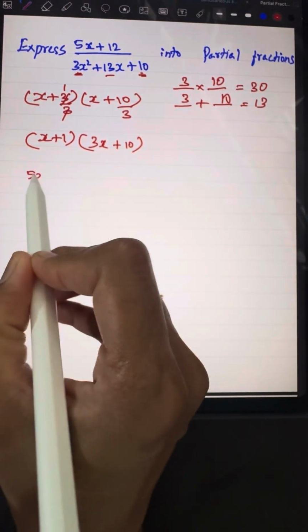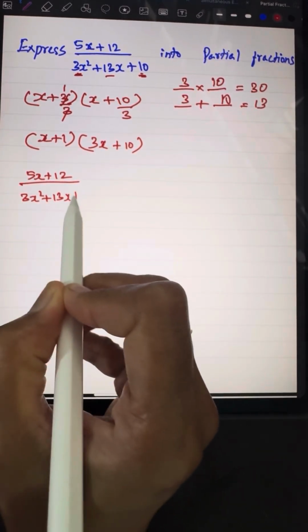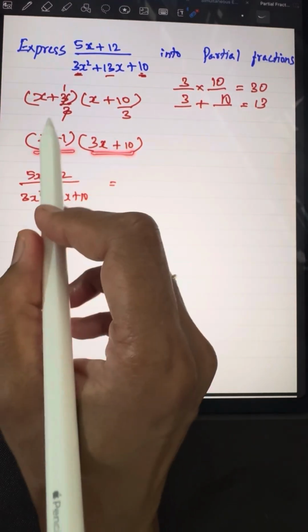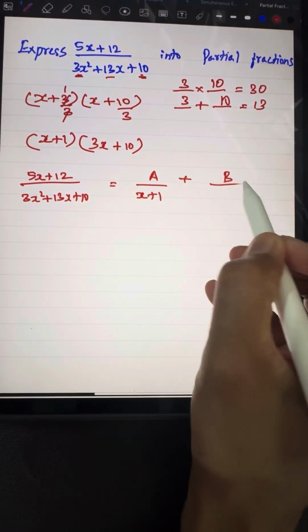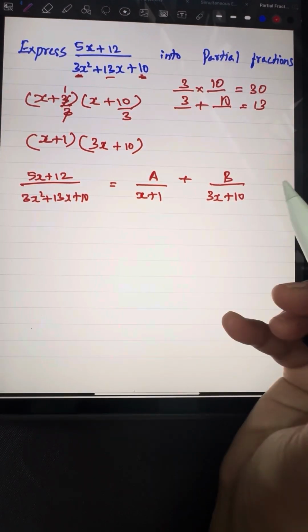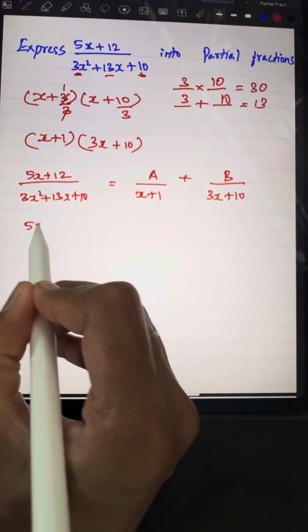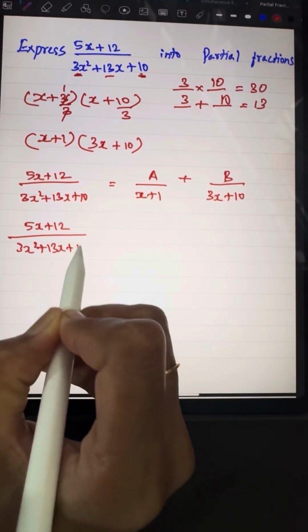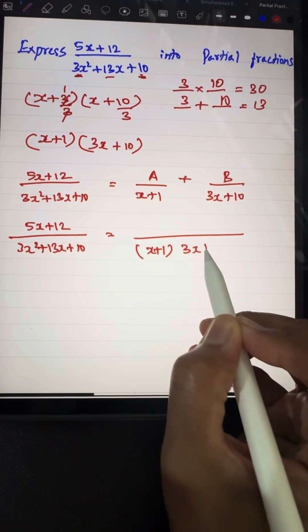So 5x plus 12 divided by 3x square plus 13x plus 10 can be written as we have two factors and the degree is also 1 on each. We can write this as a by x plus 1 plus b by 3x plus 10. Now take the common denominator, which means the LCM. So the left hand side will be 5x plus 12 divided by 3x square plus 13x plus 10. The right hand side will be x plus 1 into 3x plus 10.